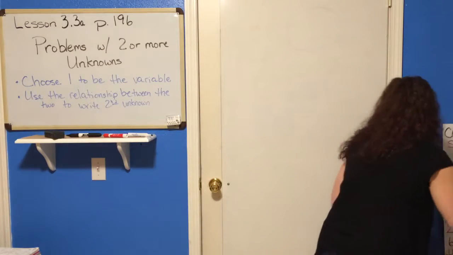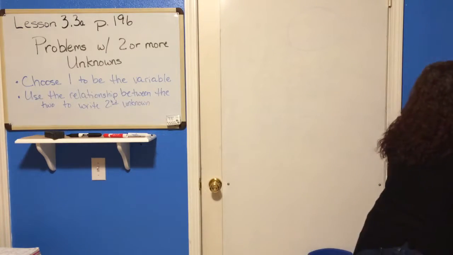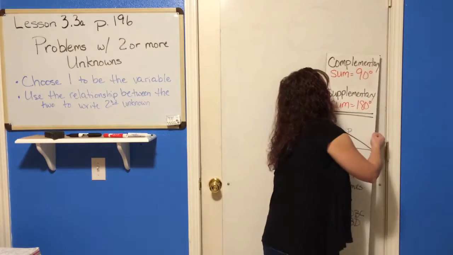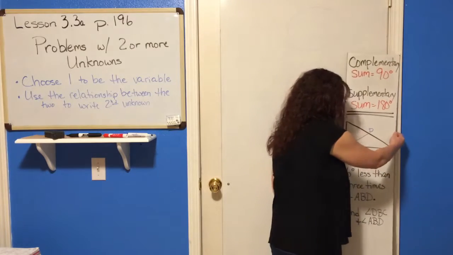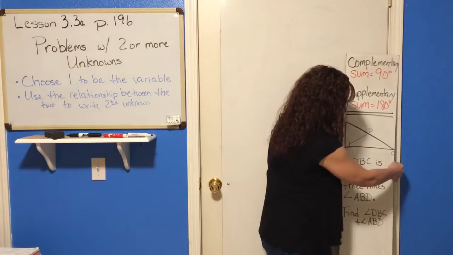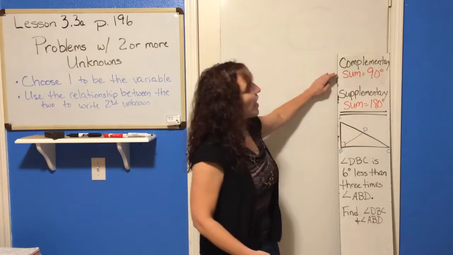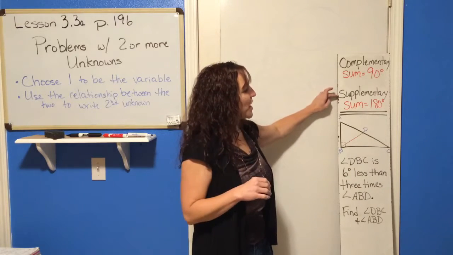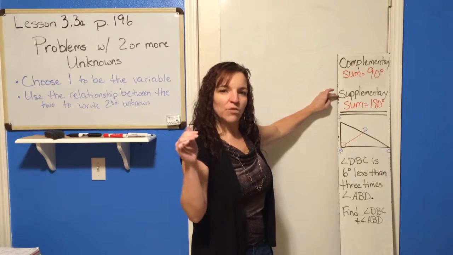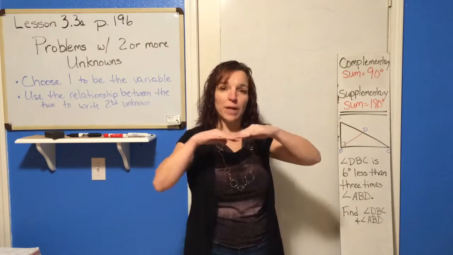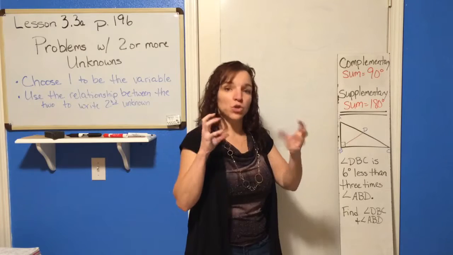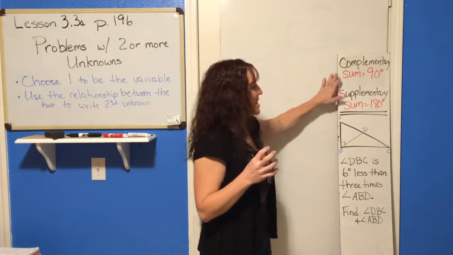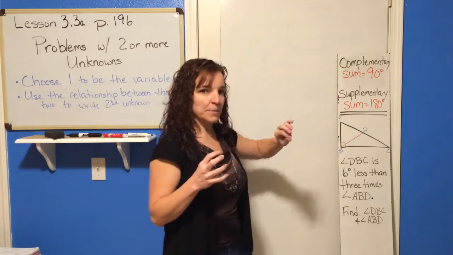And you need to remember that with supplementary angles, complementary comes first. Complementary angles are two angles that you add together and you have a sum of 90, so they make a right angle. Supplementary angles add together and give you a 180-degree angle or a straight line. So you need to know those terms in order to solve these types of problems. So complementary, the sum is 90. Supplementary, the sum is 180.